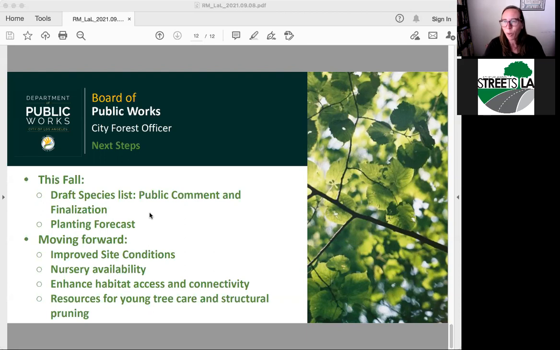It won't capture all the trees that are going to be planted next year, but it will include the major projects we're aware of. And then moving forward, the draft species list, I'm hoping, will be more flexible than it has been in the past.